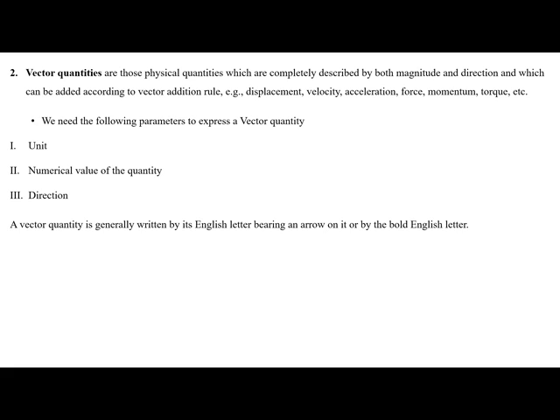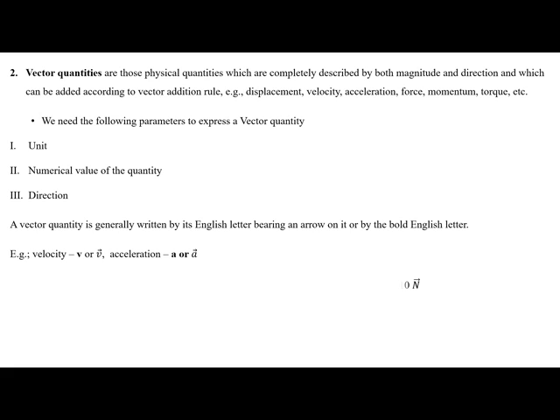Okay, there are two types we write. First one is either they may have an arrow on the top of it, or they may be written in bold letters. So, for example, velocity is denoted by the letter V, and we either write a small bold V, or V with an arrow on the top. Otherwise, acceleration, you say A, or an arrow on the top of the A.